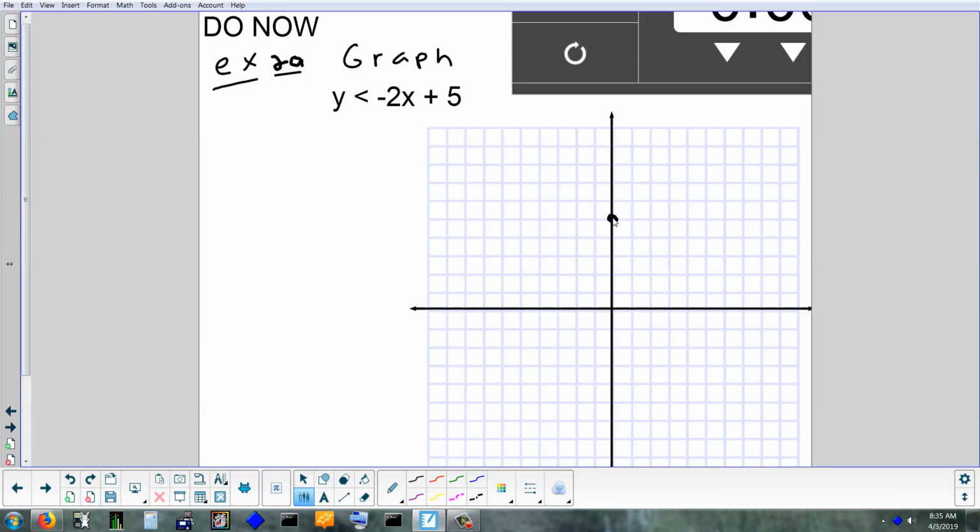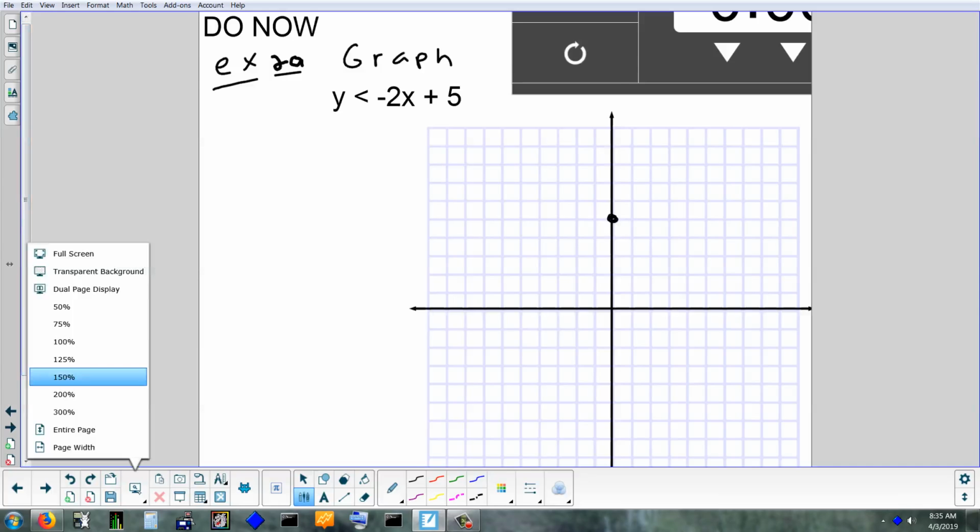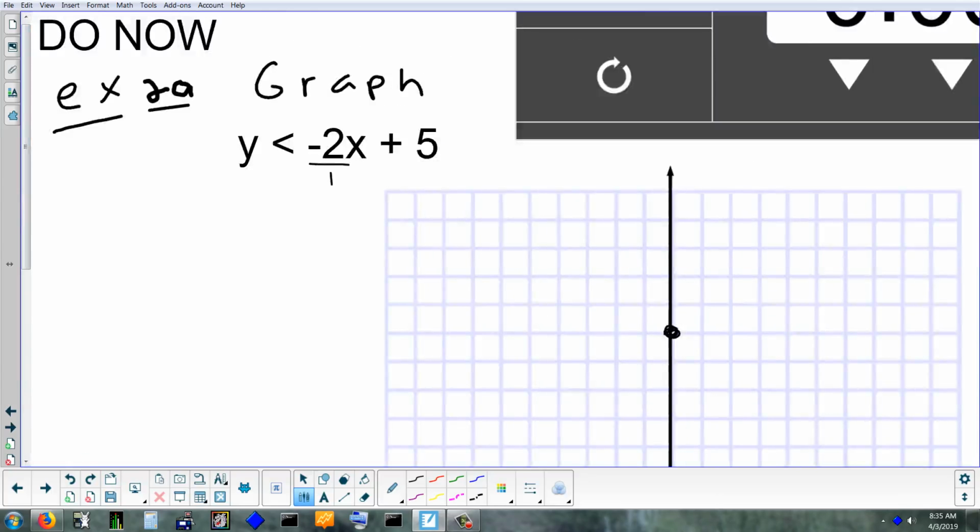Now, I need some more points. What number there is going to help me get some more points? -2. And usually we like to think of it as a fraction. So how could you make it a fraction? -2/1. Yeah, put it over 1.